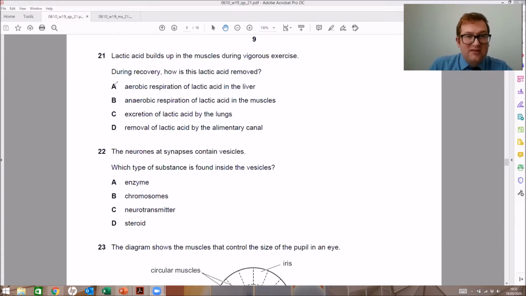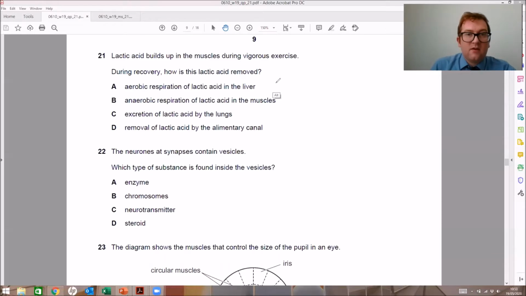Now, if we look here, it says aerobic respiration of lactic acid in the liver. Yes, this is the correct answer, option A. We can remove option B because no, the process of recovery needs oxygen to break it down. Excretion of lactic acid in the lungs, no, it's not going to come out when you exhale. And removal of lactic acid by the alimentary canal, no, it does not come out in the feces.